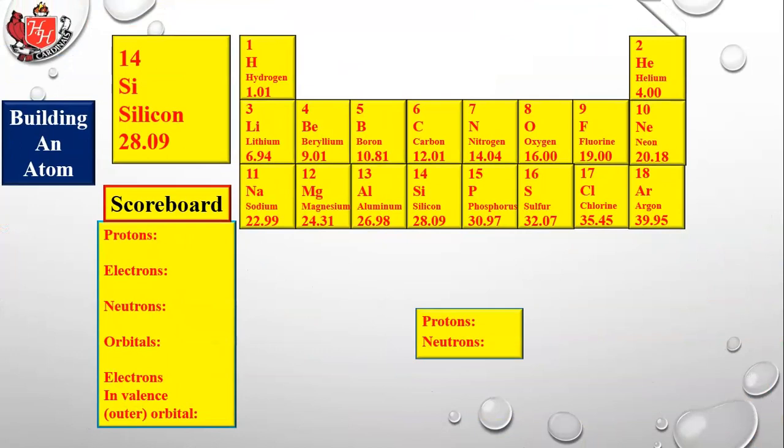Okay, so now we're going to build an atom. You have enough information to build a basic Bohr atom, that is one with circular orbitals, and we're going to do that. So what I've put up here, let me explain what I have here. You don't have to redraw the periodic table. I would like you to draw the scoreboard. It's just 5 little items, because I just want you to emphasize them.